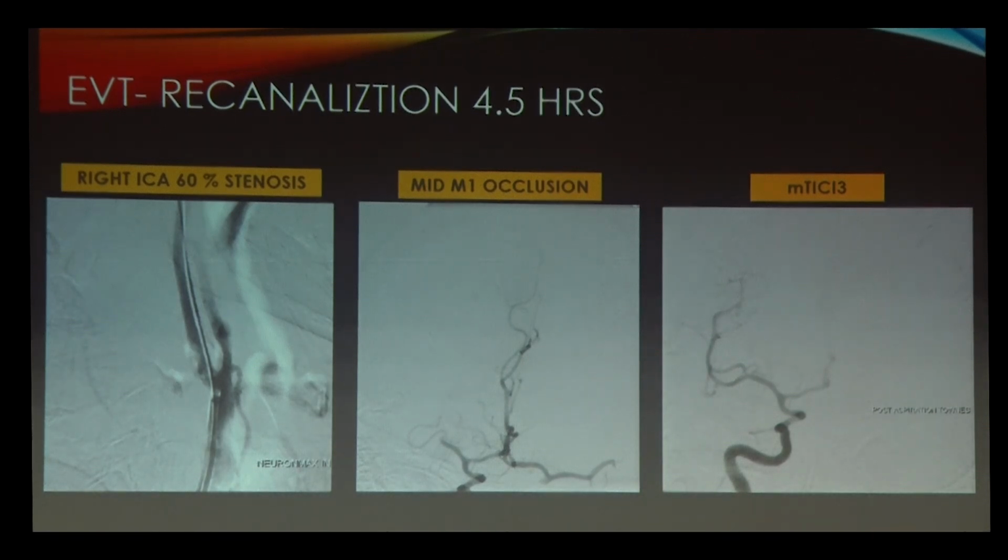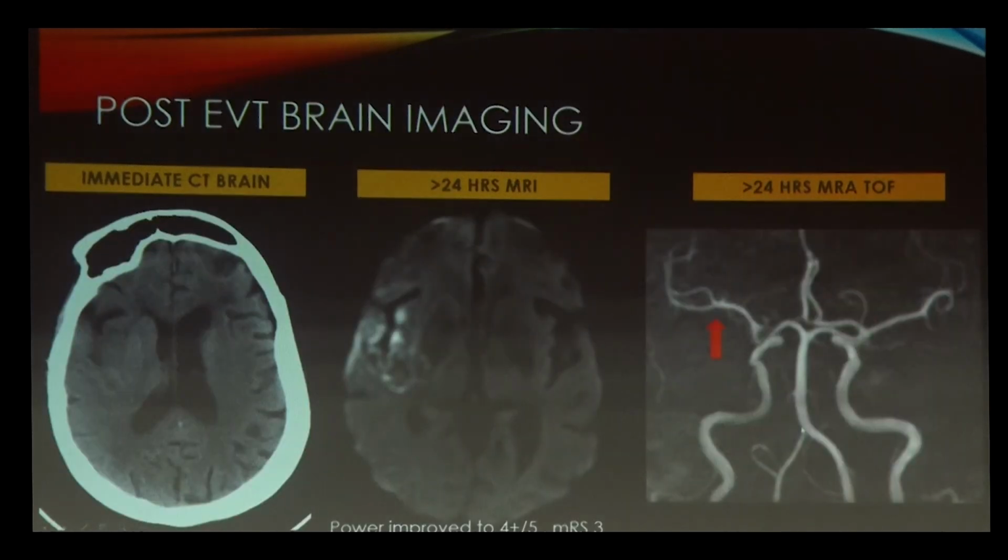The patient was having ongoing AF. And post aspiration, there was an mTICI 3 recannulation. Post EVT, the diffusion imaging still shows restricted diffusion only in that particular area. We could save the penumbra, and there is a good recannulation in the right MCA.